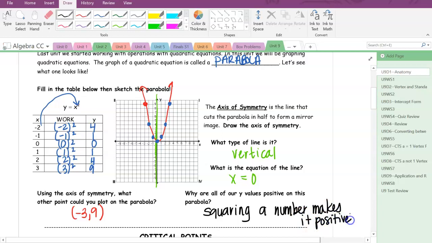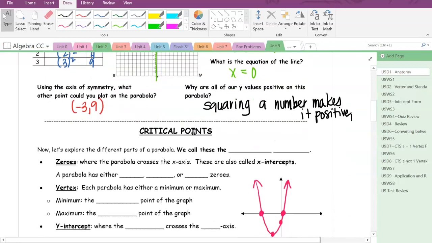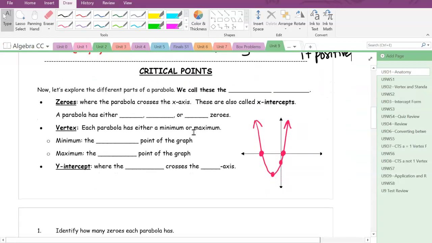All right, so this is just our standard parabola. We're going to call this the parent function. We'll come back to this in a little bit. For right now, though, we're going to talk about something called critical points. Critical points are the different parts of a parabola.